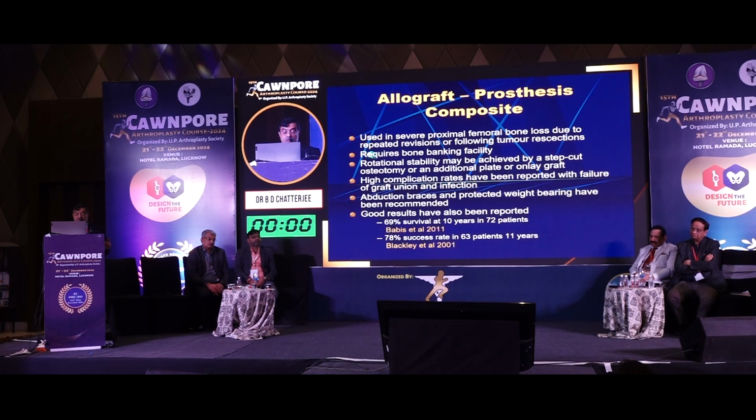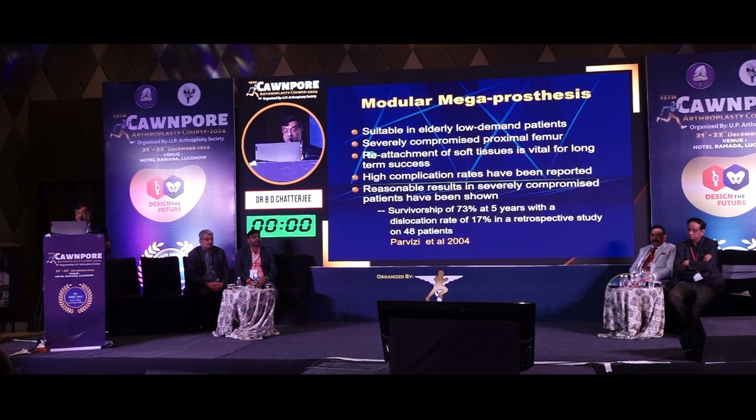Allograft prosthesis composite has to be used in the extensive, if the femur is too badly destroyed, but I personally do not have much experience on this. The problem is that this has a limited lifespan. It depends on incorporation of the allograft, but good results have been shown by certain authors. Modular megaprosthesis is becoming increasingly into use, but it has a problem of survivorship, and therefore it is an adequate technique in the elderly, but has to be used with caution in the younger patients.